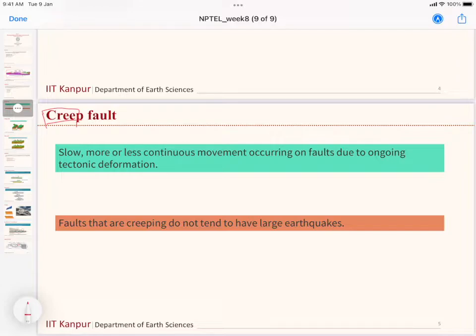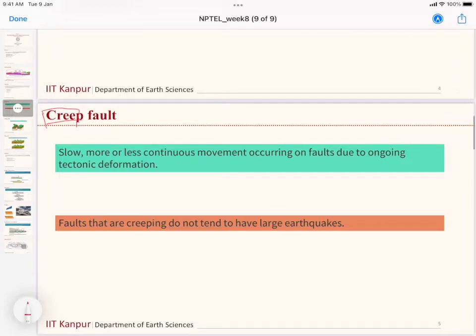So, you might get a question like this: which fault has a very low probability of having an earthquake? In that question you can say that the creep fault would be one of the options, because here the movement is very slow and they are continuously creeping. So, their stress does not get accumulated, and that is why there is less probability of earthquakes.